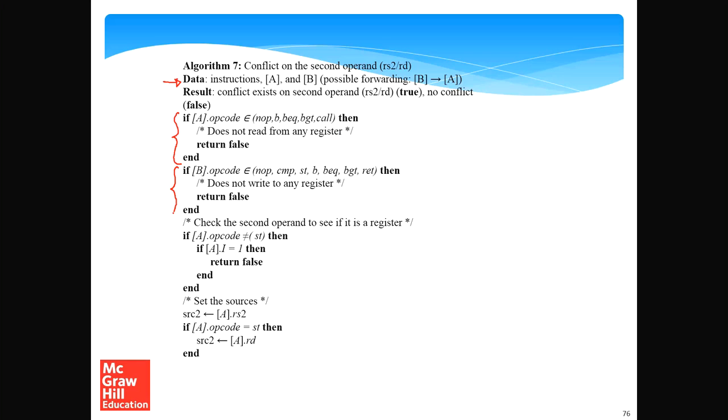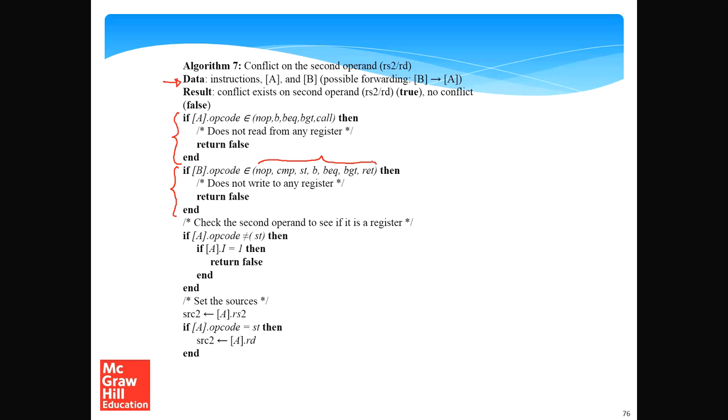Now, let's consider instruction B. So again, if instruction B is a part of this set, no op, compare, store, branch, different flavors of branches and return, it means that it does not write to any register. So we can also return false. Because if we are not writing to any register, we can't have a RAW dependence on a register. So we will also return false.